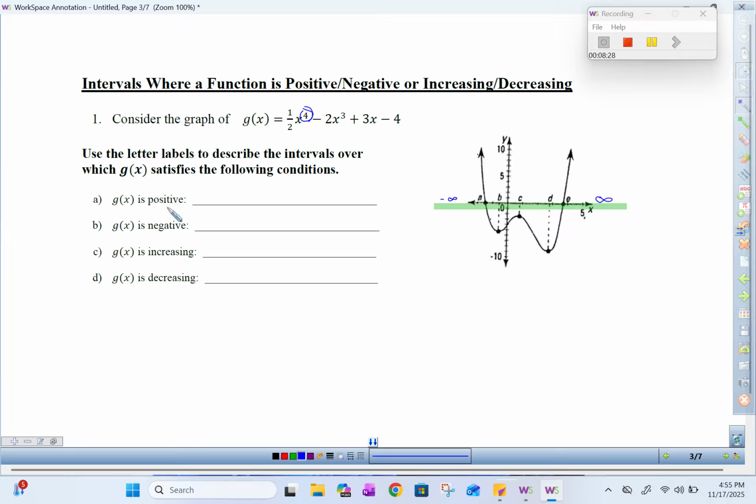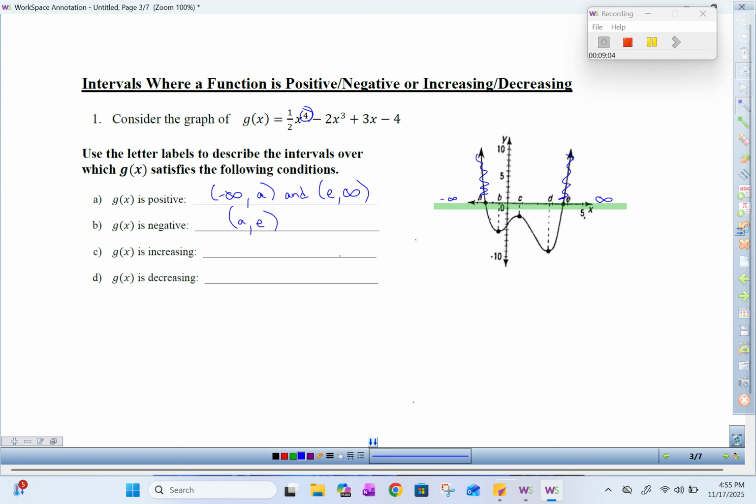So when we're talking about positive, we're talking about where this graph is above the x-axis. So that is our first chunk from negative infinity to A, and our last chunk from E onto infinity. Okay, you can write a union here to represent or. Then we're going to talk about negative. There's only one section for that. That's in between the A to E.